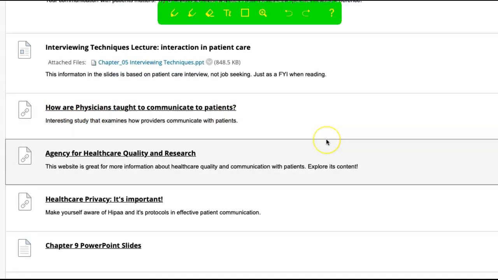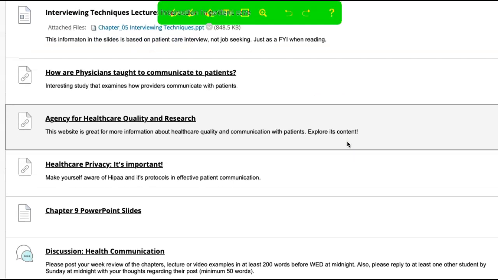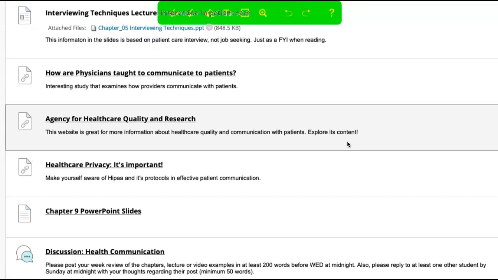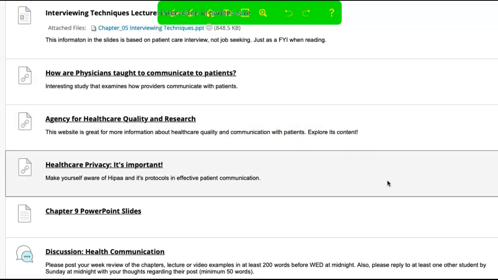Another interesting article, how are physicians taught to communicate with patients? Sometimes it's good, sometimes it's challenged, so something to also take a look at as well. Healthcare privacy, all that kind of good stuff is attached. And the Agency for Healthcare Quality and Research is also listed here as well, which I think is important.